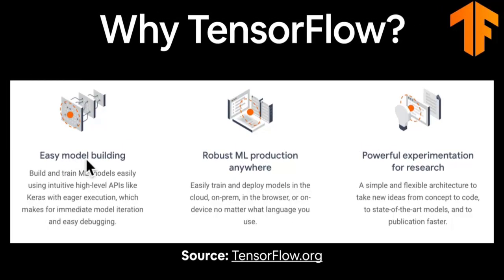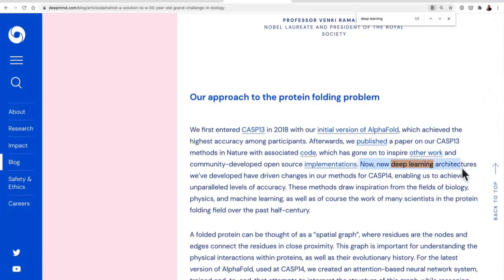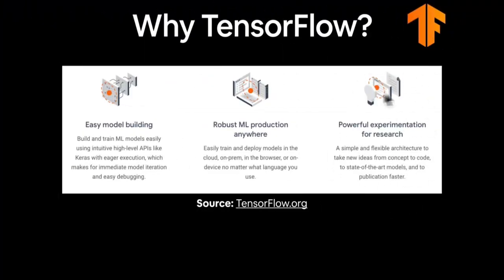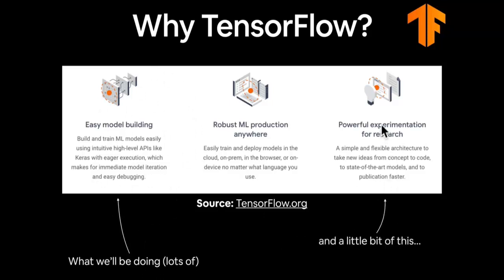Well, it allows us easy model building. Now, again, this is from the TensorFlow website. We're going to get very familiar with this website. Robust ML production anywhere. So train your models, deploy them in the cloud, on-prem, which means on your server if you have one locally, in the browser or on device, no matter what language you use. Powerful experimentation for research. So if you found a new idea, such as DeepMind building a new deep learning architecture to discover patterns in protein folding, you might want to rebuild their research using a TensorFlow-powered deep learning model. And so we're going to be doing lots of this, easy model building. And we're also going to do a little bit of this throughout this course, but that's for later on.